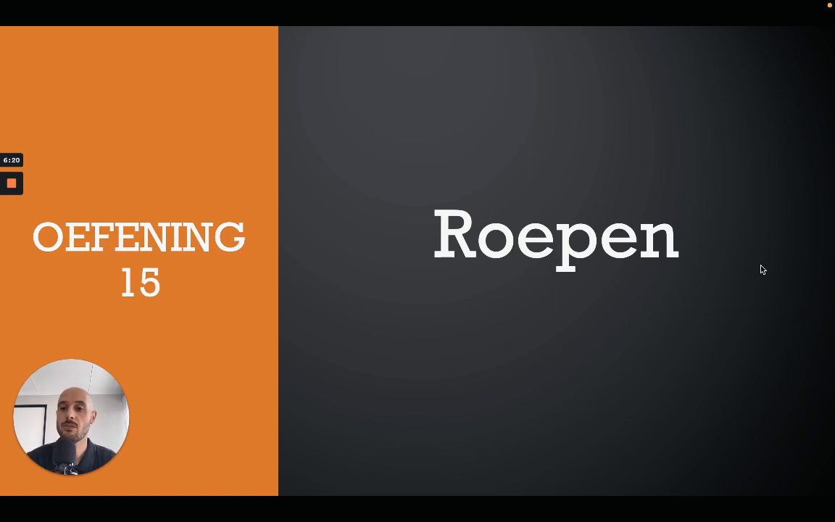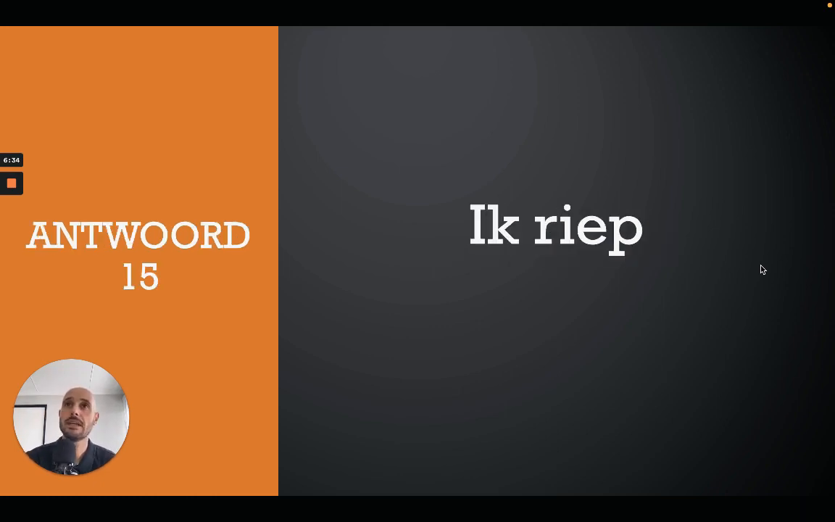We go to number 15, oefening 15, roepen. Roepen is to shout. So how would you say I shouted? Again, regular in English, irregular in Dutch. I shouted is ik riep. Ik riep would be I shouted.